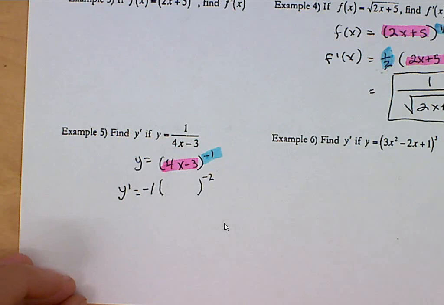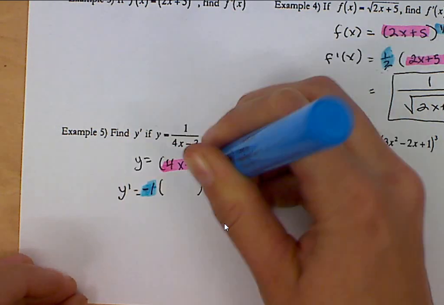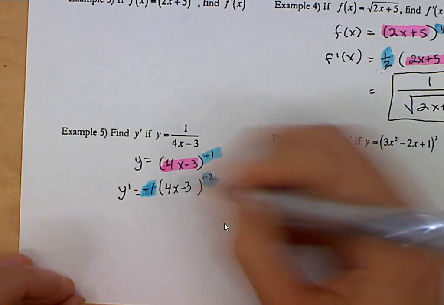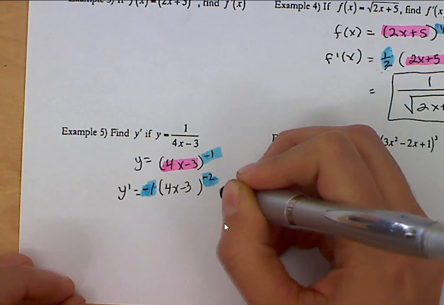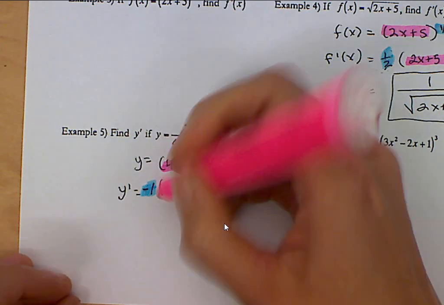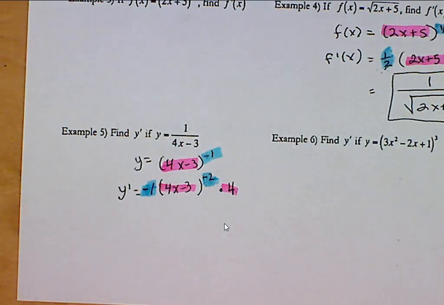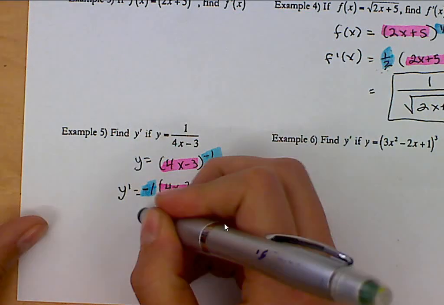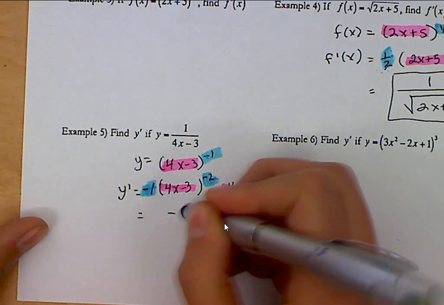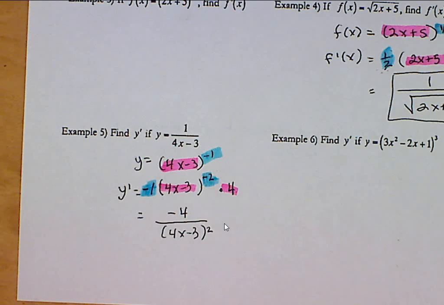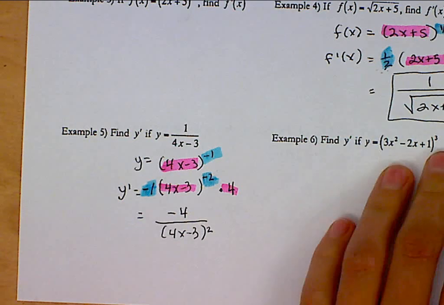So there is the derivative of the outside. My inside function stays the same. And then I multiply times the derivative of what's on the inside, which is 4. So blue is the outside work, pink is the inside work. And then do a little simplification. We always want to make negative exponents positive. So I will rewrite this as -4 over 4x minus 3 squared. And that's it.